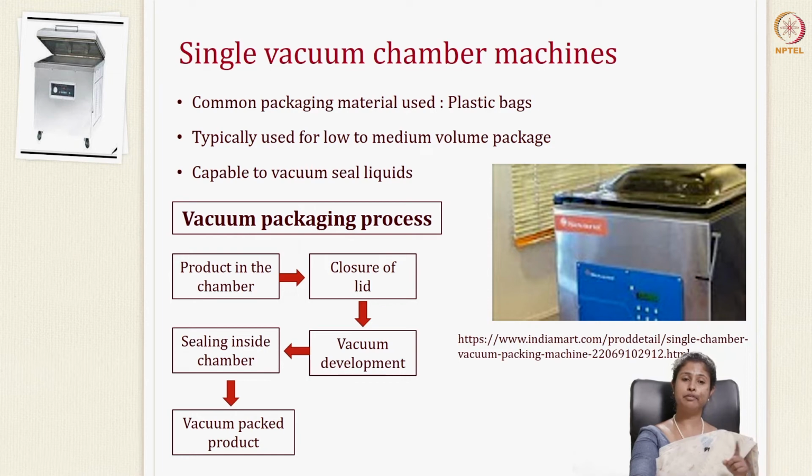Again, depending on the number of chambers, you can have a single vacuum chamber machine. So here again, like we said, this is most common and they use plastic bags here, typically used for low and medium volume package. Small packages, small production line, you can go in for your single vacuum chamber machines. And this is able to seal your liquids also. If you look at the flow chart, the product is taken in the chamber, you close the lid, the vacuum is developed, it is sealed inside the chamber and you get your vacuum packed product. We'll now see a video which demonstrates the working of a single vacuum chamber machine.